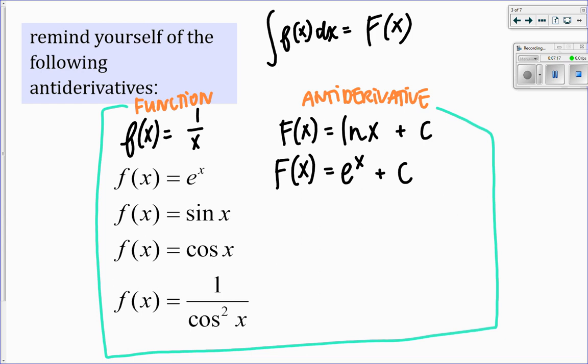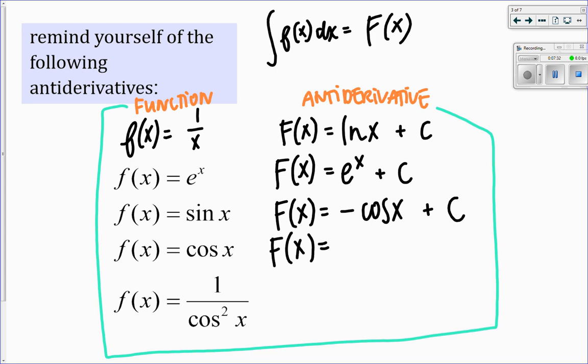What about sine of x? We talked about this way before you guys left for vocare, but the antiderivative of sine is negative cosine of x. We're going to add that plus c. The antiderivative of cosine is sine of x. And we're going to add a plus c.